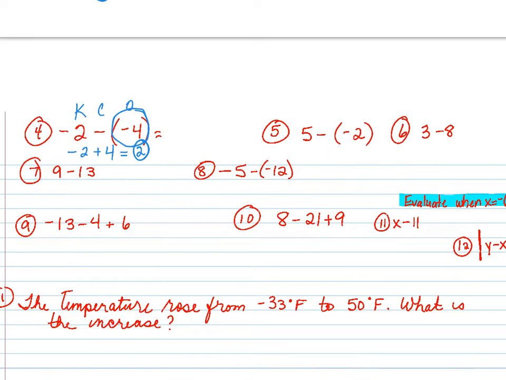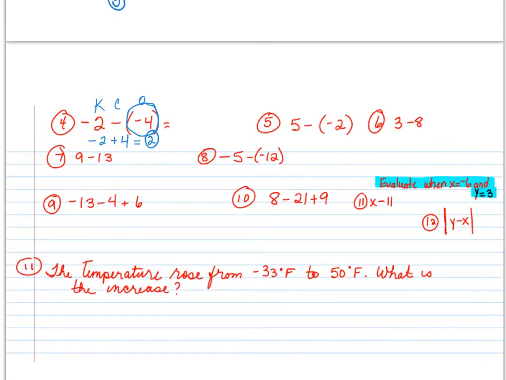Number 5. Is this subtraction? Yes. What do we do? Keep, change, opposite. So tell me what this becomes. What does this become? Berkeley? 5 plus 2. Yep, which is? 7. 5 plus 2 is 7. I want you to do 6, 7, and 8 for me.